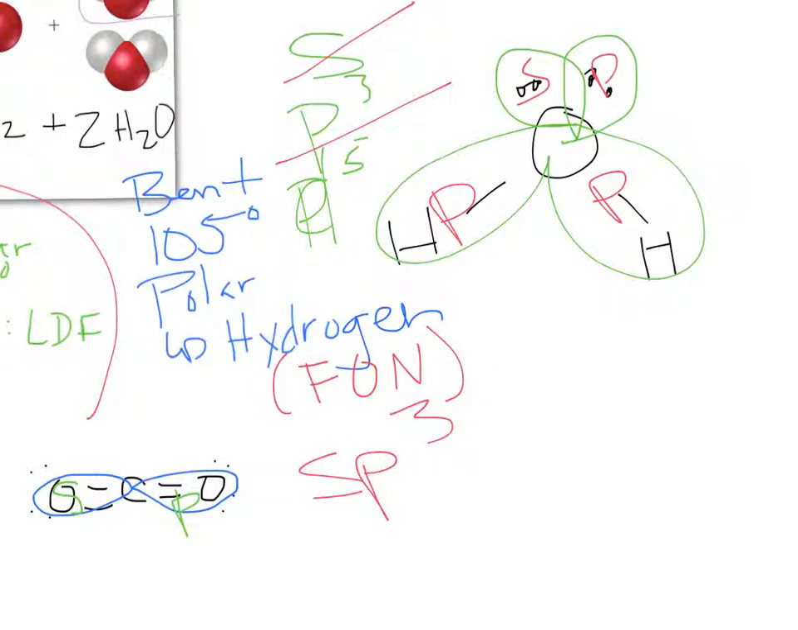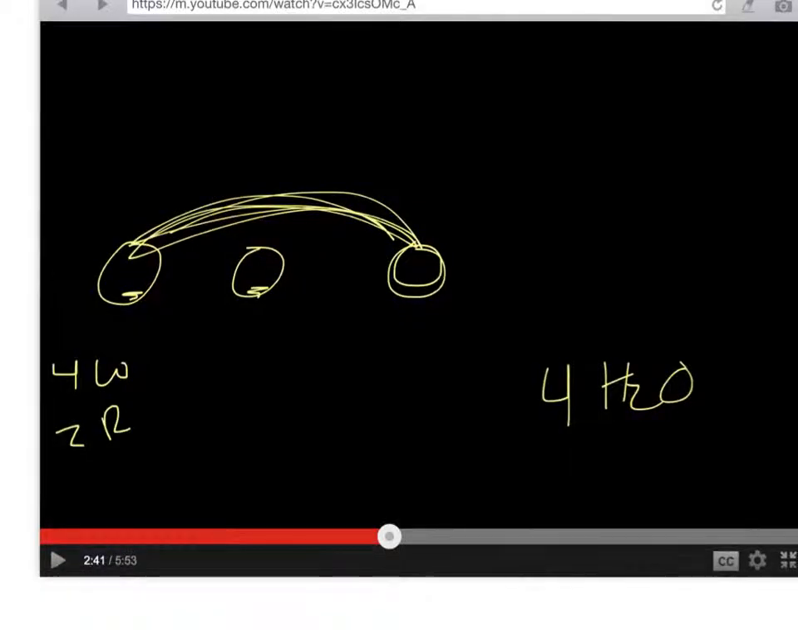Okay? Here's a little video that I want you guys to just watch, and this is from Bozeman Science. It kind of explains the difference between a symbolic representation and a particulate representation, so you can understand how some of these things could possibly show up.